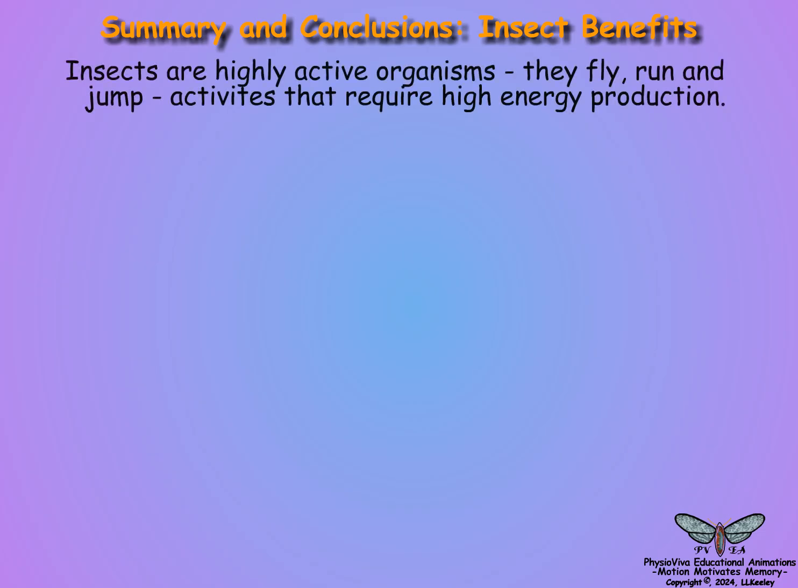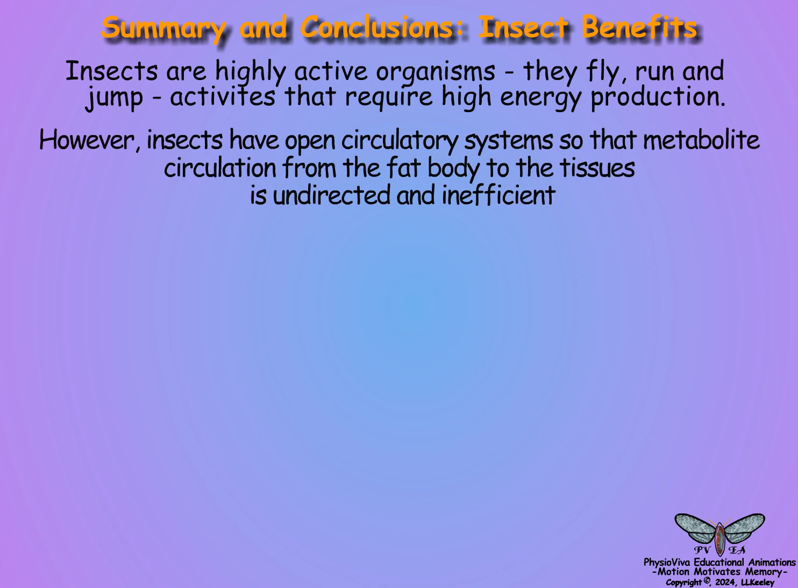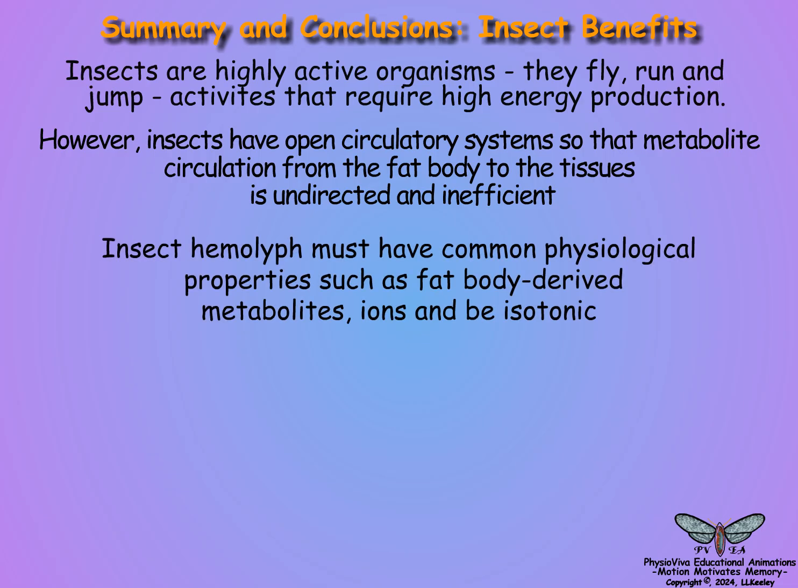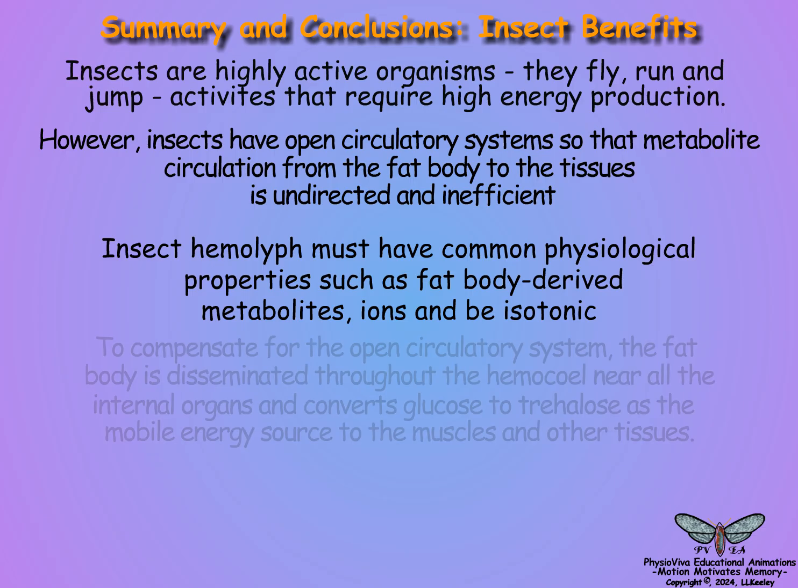Insects are active animals that require a readily available source of metabolites for muscular energy. However, insects have an inefficient open circulatory system which does not readily direct hemolymph metabolites to the muscles to support this energy demand. Like vertebrate blood, insect hemolymph must stay within the physiological limits for properties such as osmolarity and metabolite composition.